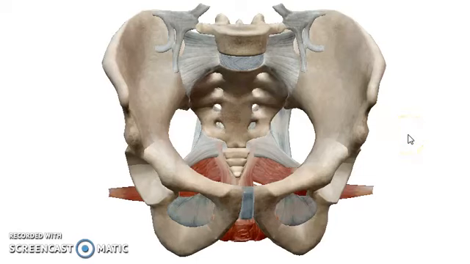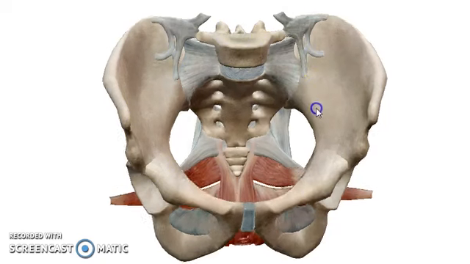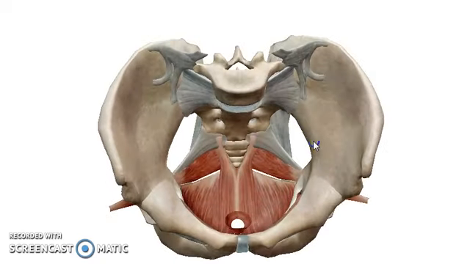In this video, we will discuss the muscles forming the pelvic floor, namely levator ani and the coccygeus muscles. This is a 3D model of an articulated pelvis. We can tilt it anteriorly like this.